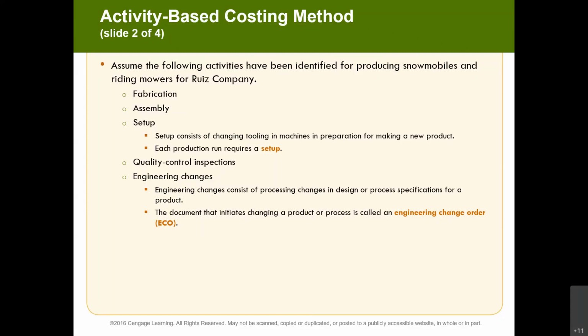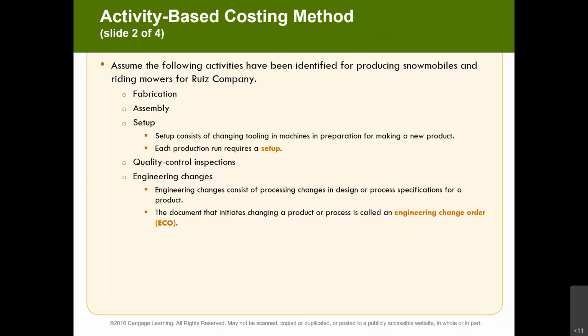There's quality control, meaning you're going to tear down a finished product in order to inspect the quality of how well that product is being put together. That's what we call quality control inspections.